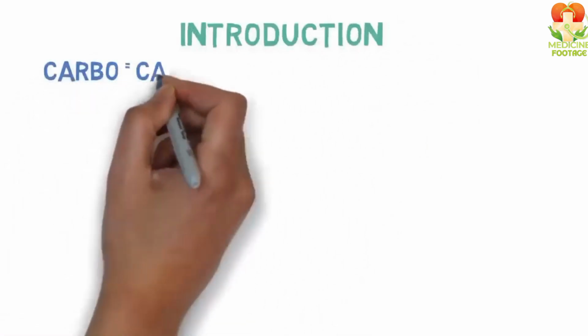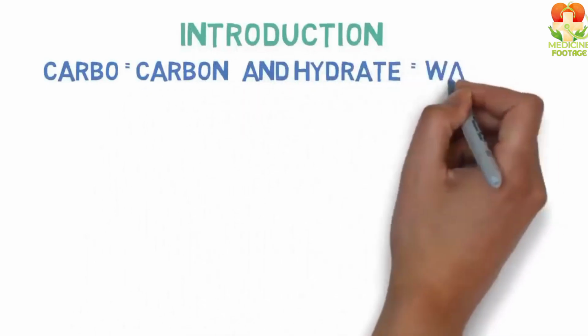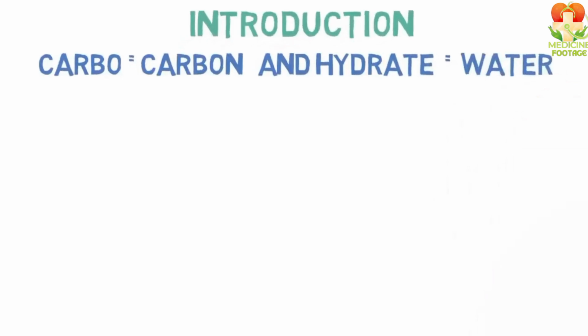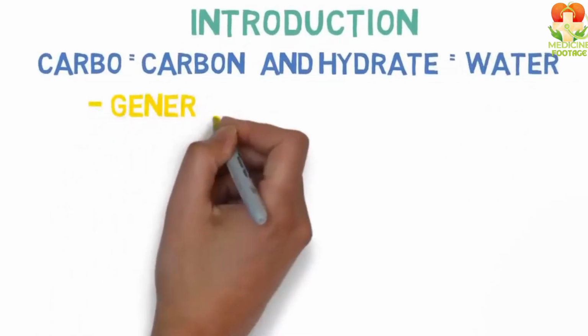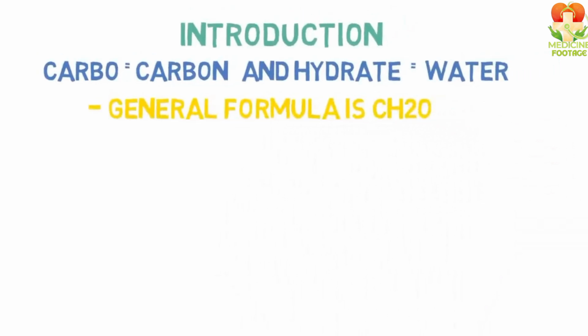Did you know that carbohydrates are composed of two words? One is carbo and the other is hydrate. Carbo means carbon and hydrate means water. So its general formula is C(H2O). You might be thinking why? Because carbon is C and H2O is water. So its general formula can also be written as C(H2O).